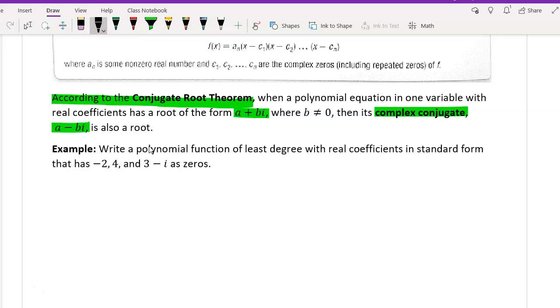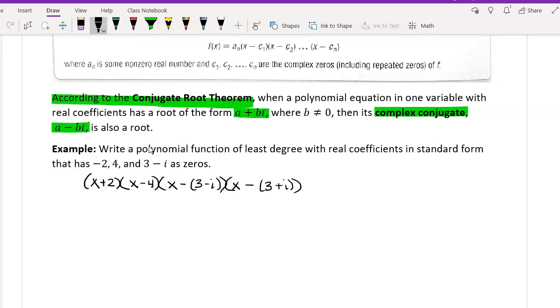When we take a look, we know using our factor theorem that this -2 is actually a factor x plus 2. That this 4 is actually a factor x minus 4. I'm going to use that same knowledge and apply this zero of 3 minus i. So x minus the quantity 3 minus i. And we also know, because with every complex number, we're also going to have its conjugate. So x minus the quantity 3 plus i. So now we need to expand each of these out.